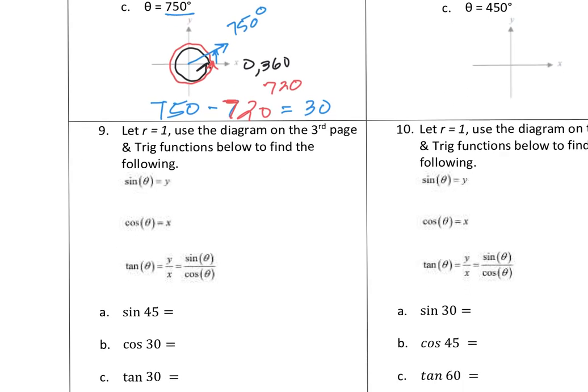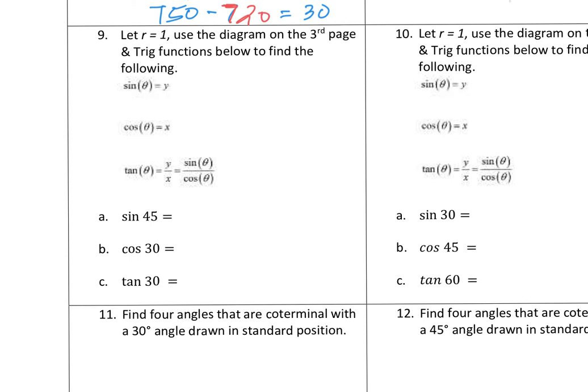Now here comes the tricky part that will require you to know SOHCAHTOA a little bit, but I made this a little bit easier here. I'm saying let r equal 1, use the diagram on the 3rd page and trig functions below to find the following. When r equals 1, instead of sine of the angle being y divided by r, it's just y, because y divided by 1 is just y. For the first one, I want to find sine of 45 degrees. Let's go back to the 3rd page. This is saying square root of 2 over 2.